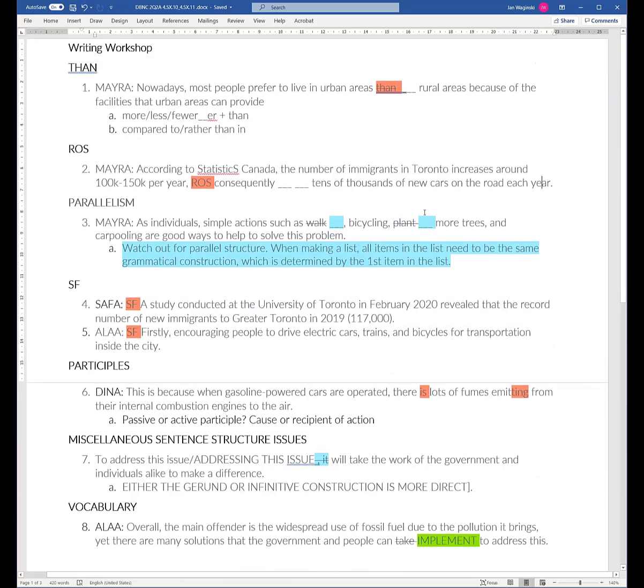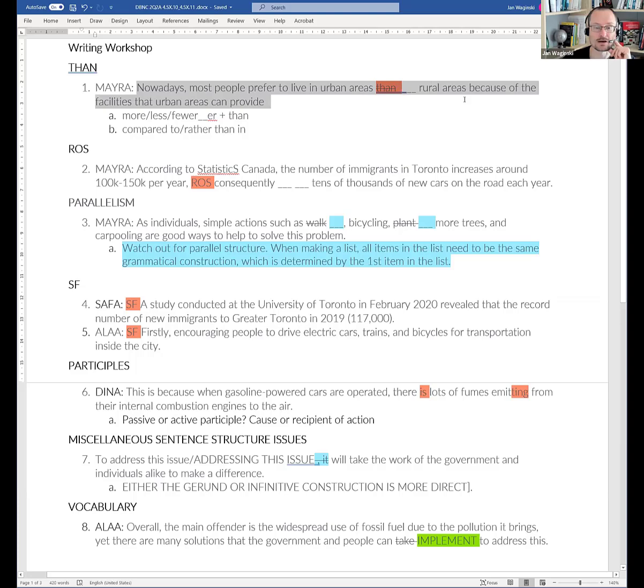Okay, so the first one that came up, and it wasn't just Myra, it was a couple other people too. This comes up once in a while. So you'll see a sentence like this. Nowadays, this is a comparison issue. Nowadays, most people prefer to live in urban areas than rural areas because of the facilities that urban areas can provide. So when you use than, T-H-A-N, it needs to be more than, less than, fewer than, greater than, smaller than. It has to be this kind of comparison word.